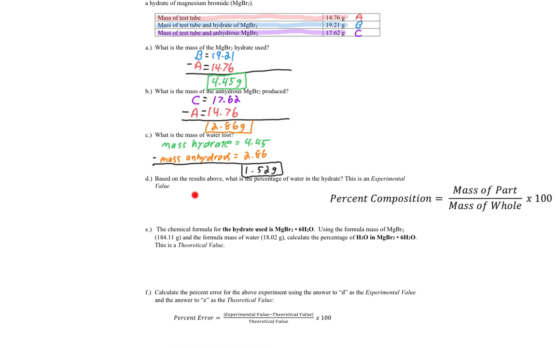Based on these results, I need to find a percent composition of water of the hydrate. My mass of my part is going to be my mass of water lost. The mass of the whole thing is going to be the mass of the hydrate, because originally there was water in the hydrate, so I want to know what the percentage of water from the hydrate was. And then I multiply by 100 to get a percent.